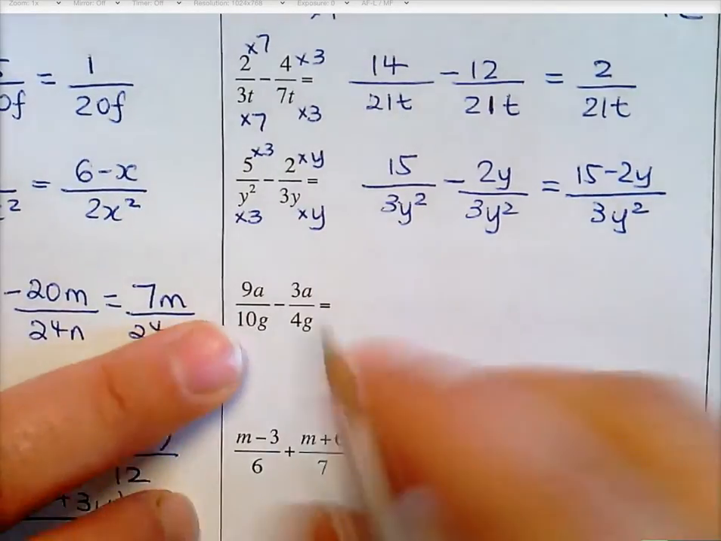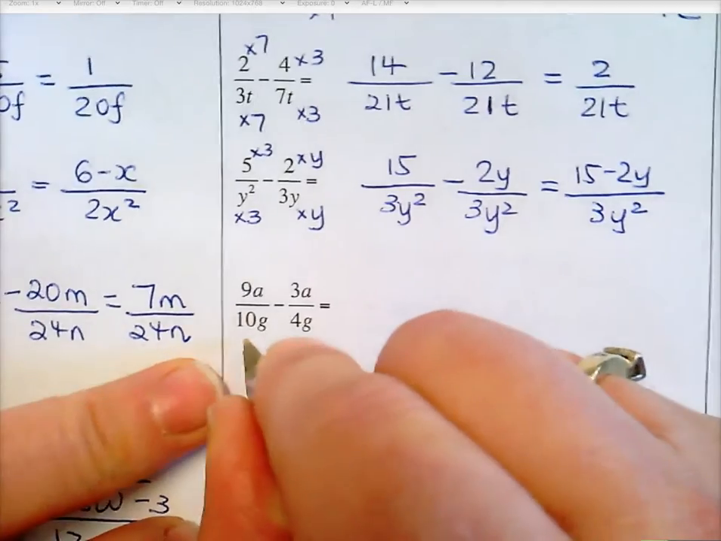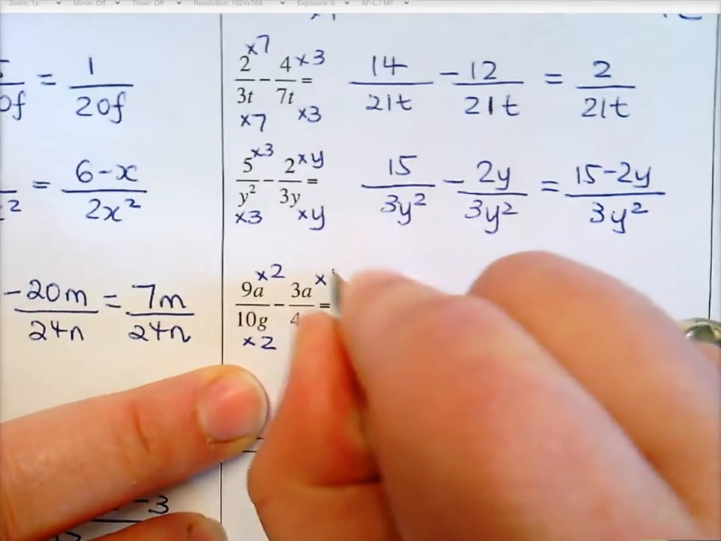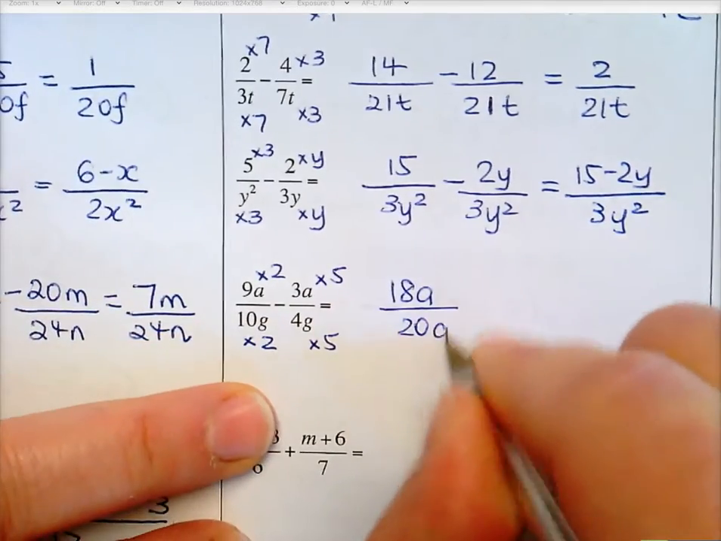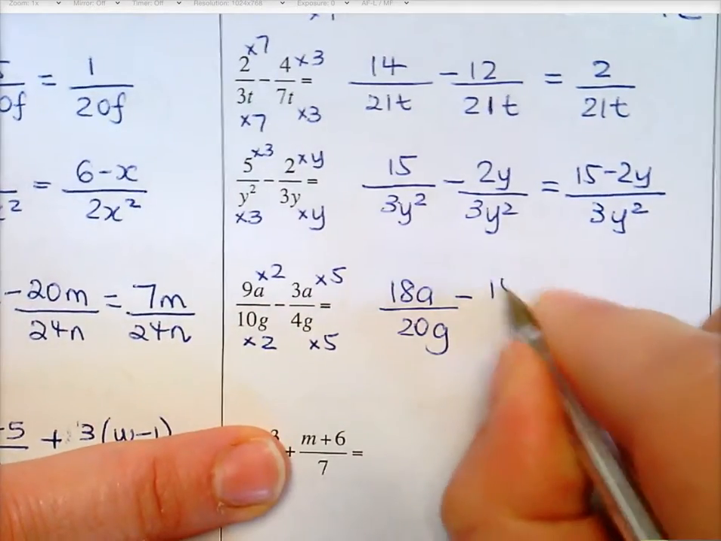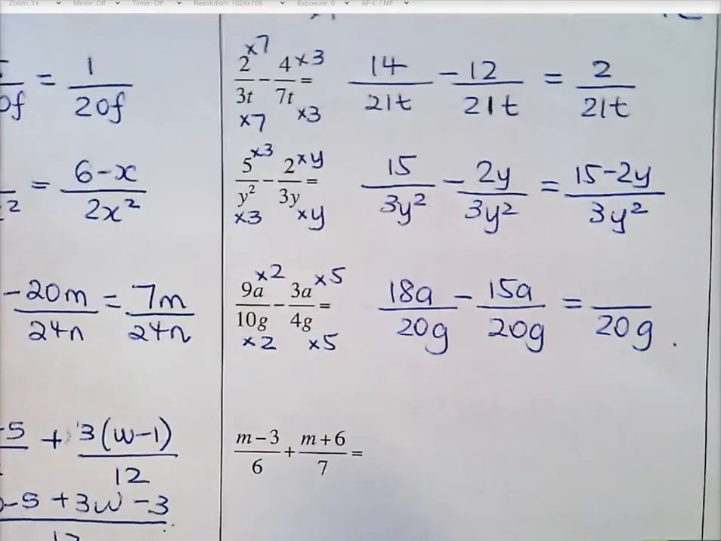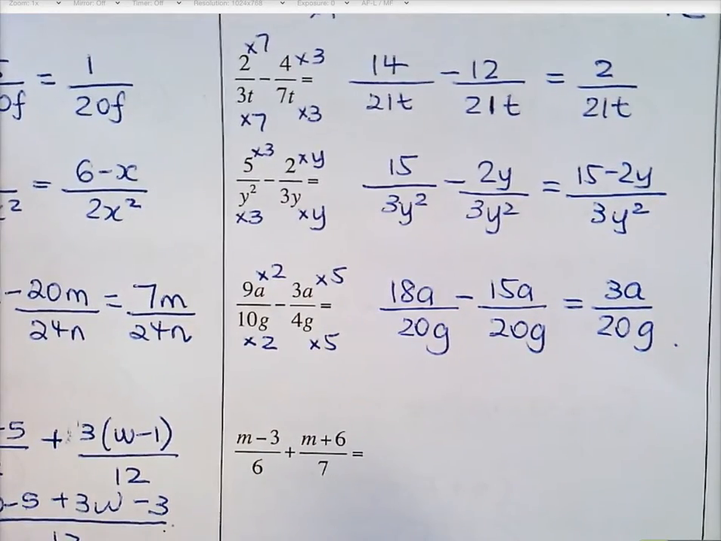The next one, the g's are the same, no need to touch those. 10 times 4 is 40, but let's see if we can get something smaller than that. Half of 40 is 20. Yes, 10 and 4 both go into 20. So we just need to make the numbers the same, times 2 to give us 20, times 5 to give us 20 there. 9a times 2 is 18a over 20g. Take away 3a times 5 is 15a over 20g. Now that the denominators are the same, we can write a single denominator and we can subtract the numerators. 18a minus 15a is 3a. 3a over 20g cannot be simplified.